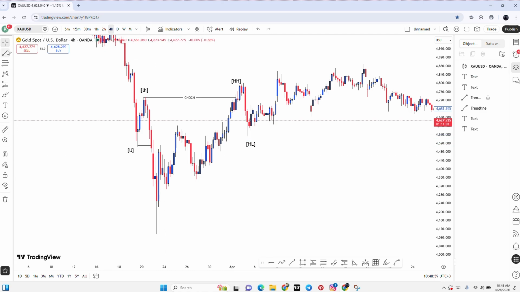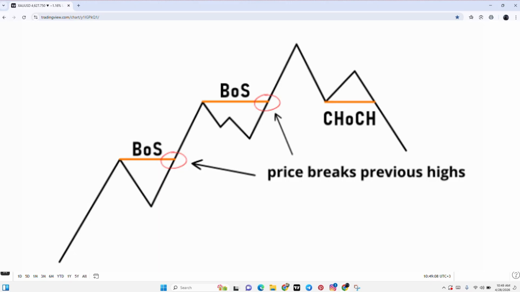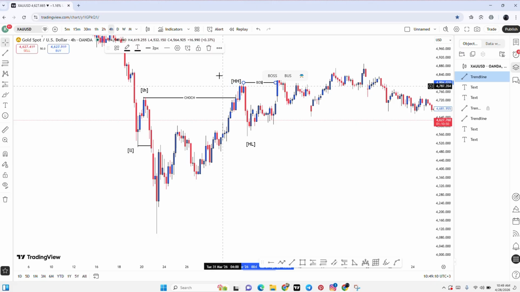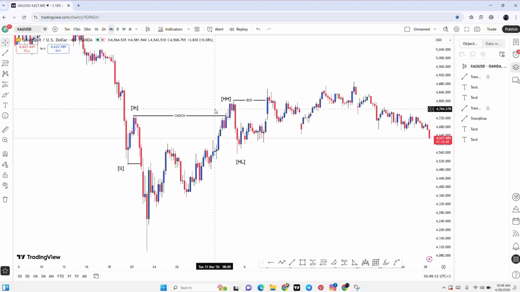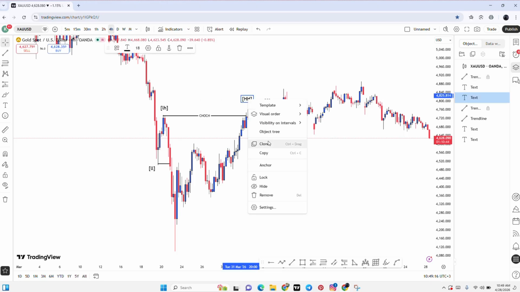We can see we took price on the upside. Now that is a BOS, a break of structure. And after we have taken the BOS, now this becomes initially our higher high.